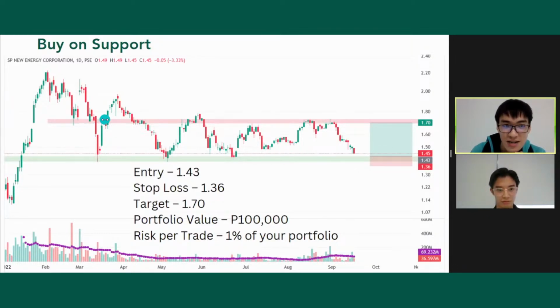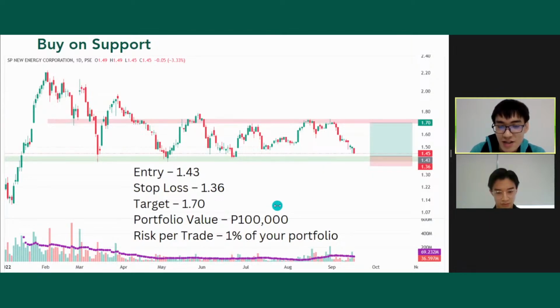Then here, why is this resistance? You can see na this level, kapag price goes here, bumabagsak siya. When price goes here, bumabagsak. So there's a lot of sellers at this price level, di ba? Kaya siya resistance. So here, our trade idea is a buy on support. So bili tayo dito, 1.43 sa support. Let's say your stop loss is 1.36 below the support. Then yung target natin, nasa 1.7 at resistance, di ba?